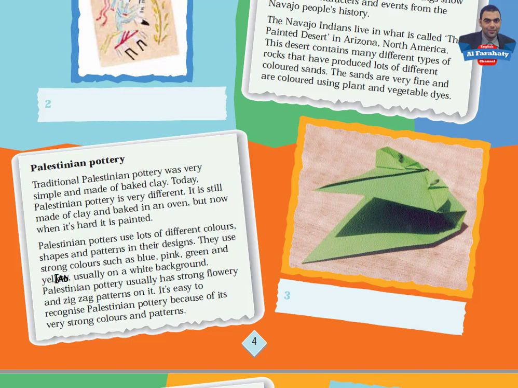They use strong colors such as blue, pink, green, and yellow, usually on a white background. Palestinian pottery usually has strong flowery and zigzag patterns on it. It's easy to recognize Palestinian pottery because of its very strong colors and patterns.